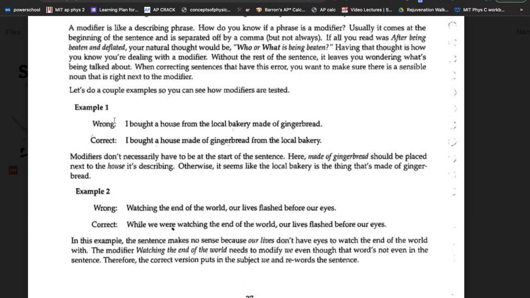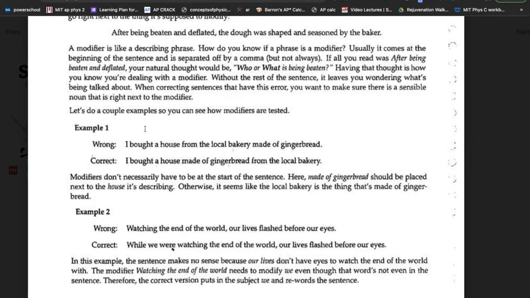Got a few examples over here. I bought a house from the local bakery made of gingerbread. So you bought a house from a local bakery, and that bakery was made of gingerbread. That's the understanding that I'm getting. But obviously, you mean a gingerbread house, which you bought from a local bakery. So it should be: I bought a house made of gingerbread from a local bakery.